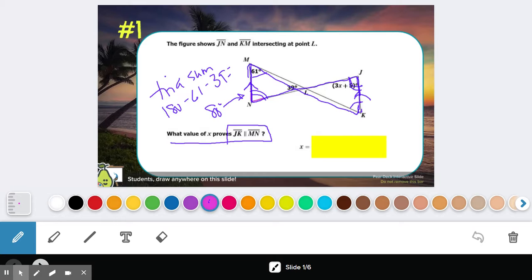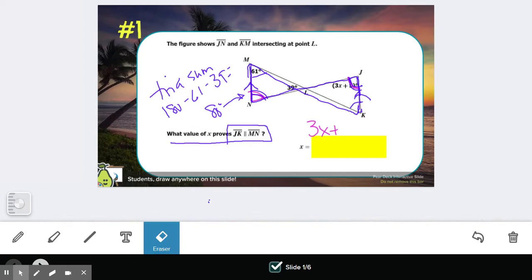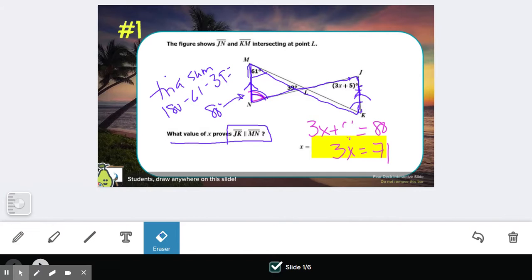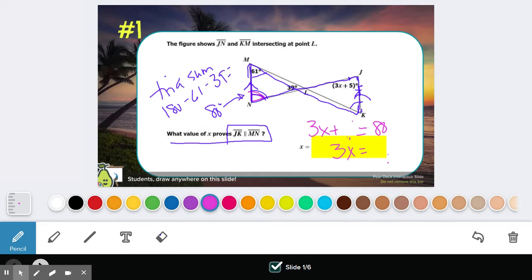Angle N is 80 degrees, which means angle J should be 80 degrees. So 3x plus 9 equals 80. So 3x equals 71. I feel like maybe that's not the right number. 5. That makes a little bit more sense. Got too many tools going on. There we go, fighting with the tools. 3x plus 5 equals 80. So if I subtract 5 from both sides, I'm going to get 75 and x equals 25.